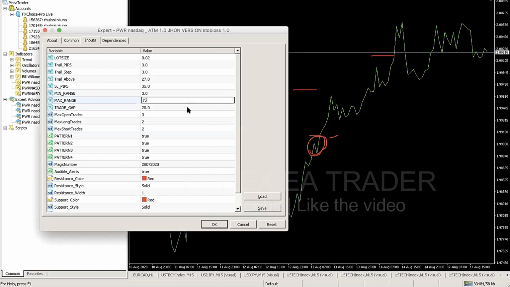So let me show you. We said the robot must open a trade if the candle that closes there meets the range. We used to do this manually. We had to wait for the candle to close this much, then you could do that. But now we do it with the software. You just plug it in, then the software will wait and do all the job for you. So what we're saying is the minimum range when the candle closes should be between 3 and 15 pips.